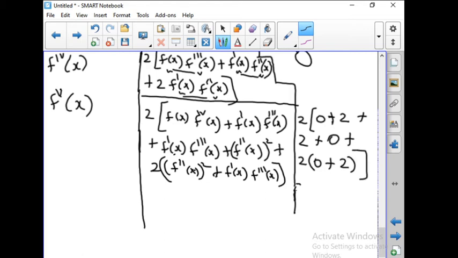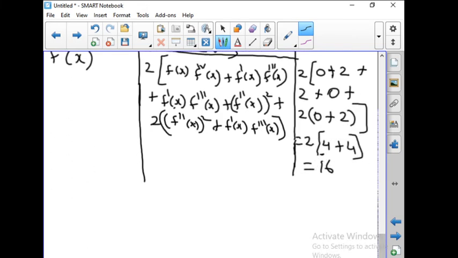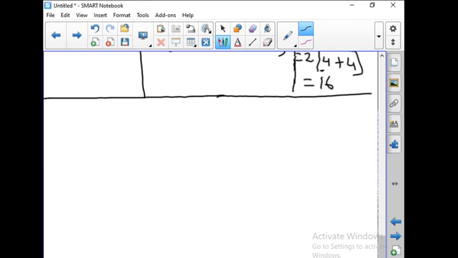அப்போ நமக்கு என்ன வருது ஃபைனலா? 2 into 2 plus 2 4 plus 4. அப்போ 2 4s are 8, 2 into 8 வந்துருது 16. ஓகே, கொஞ்சம் கேர்ஃபுல்லாக செய்யுங்க. So now we up to 5 times we have differentiated. Okay, we have differentiated 5 times. You can follow the book method also.